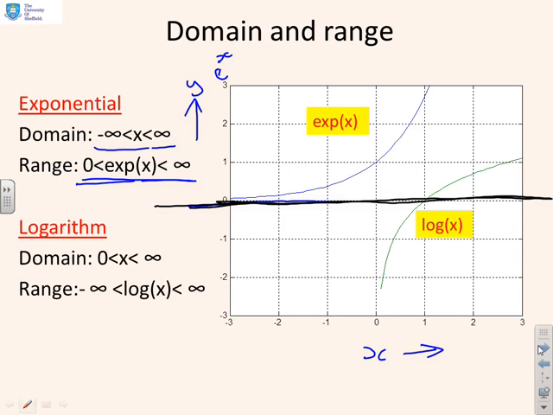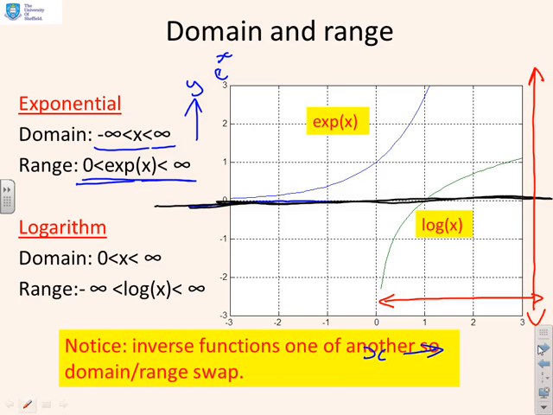What about log? Well, for log, we're swapping the domain and the range. So in this particular case, for the log, the domain is only going to be the positive values. So you can see there, 0 less than x less than infinity, but the range now goes over the full scale. So they're inverse functions one of another, so the domain and the range swap. And hopefully it's clear when you look at those two graphs that that is what has happened.